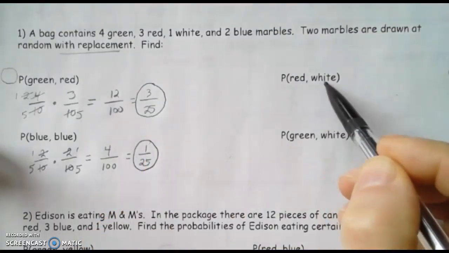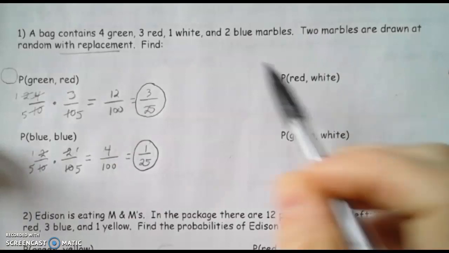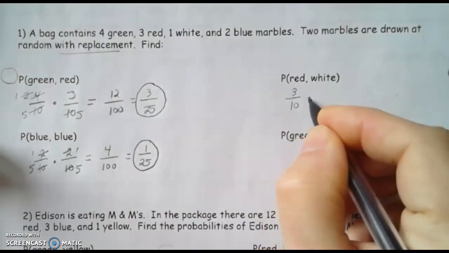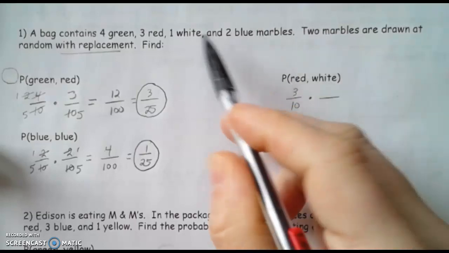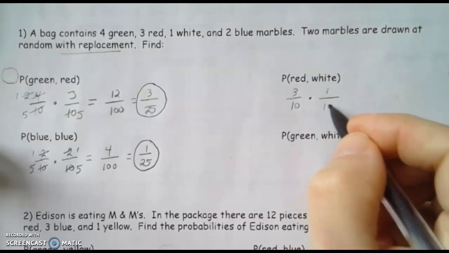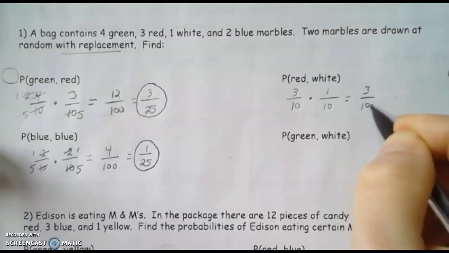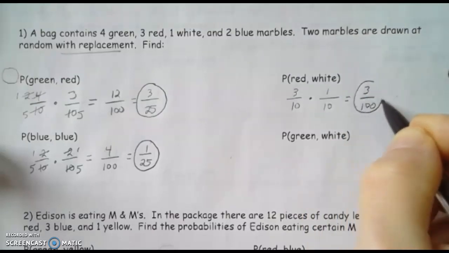If I wanted a red marble followed by a white marble, to get a red marble, it's going to be a 3 out of 10 probability. We put that marble back in the bag, so to get the white marble now, it's 1 out of 10. And that's going to give us a compound probability of 3 out of 100, which is already in simplest form.